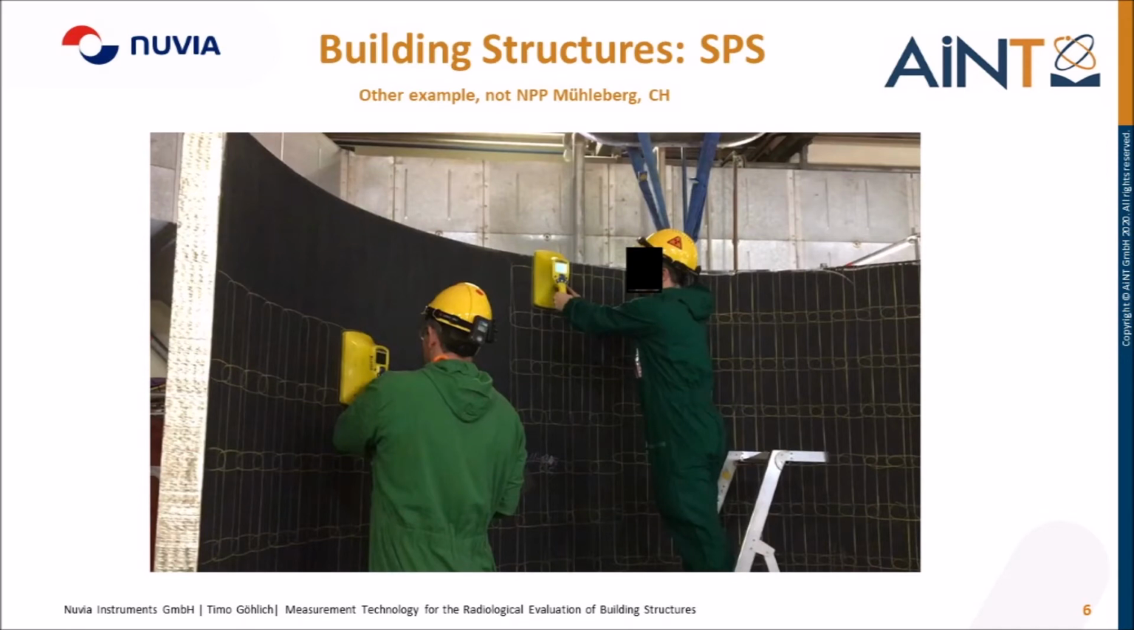In the next picture we see a similar procedure. The two gentlemen use a Kumo 300, that is a measuring device with a measuring surface of 300 square centimeters, and proceed very similarly to the example in Switzerland. They mark correspondingly the outlines of the Kumo 300 on the wall and can thus also ensure that all areas are measured. Here you can see even more clearly how the areas overlap and that no contamination is overlooked, even in the marginal area where no detector is present.